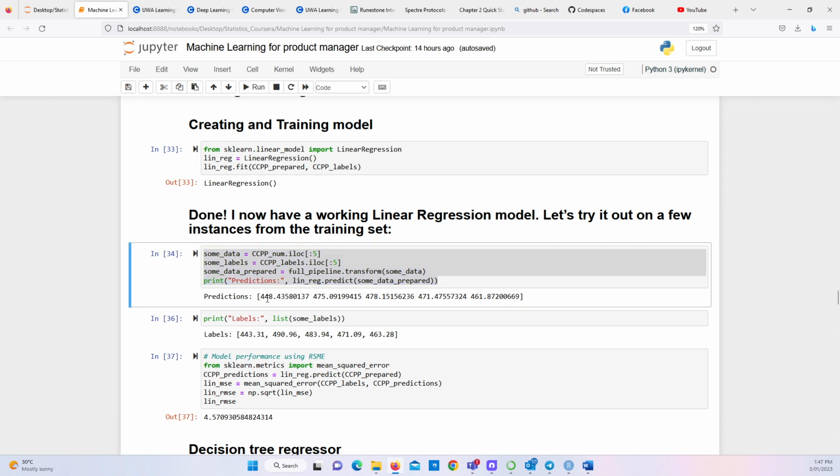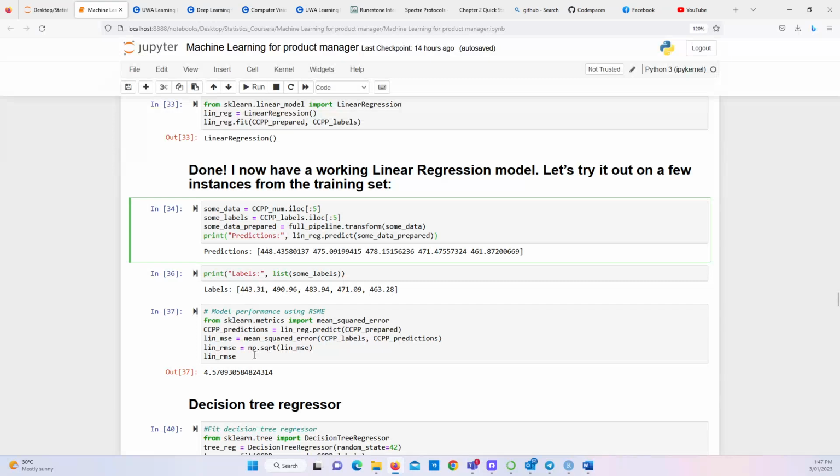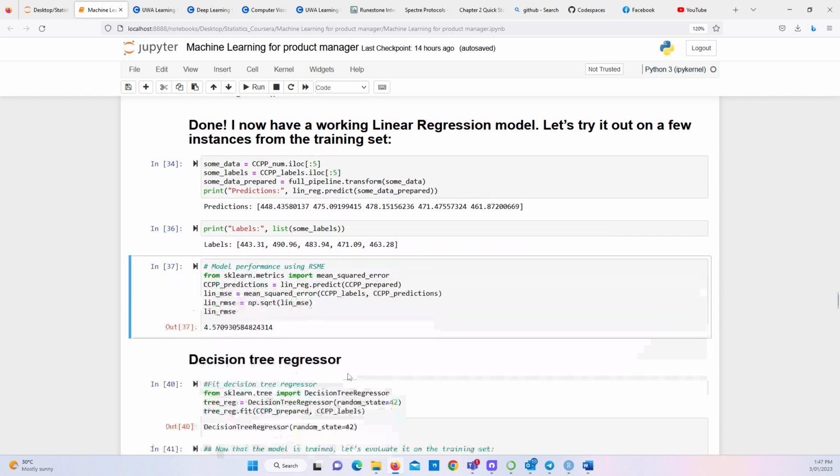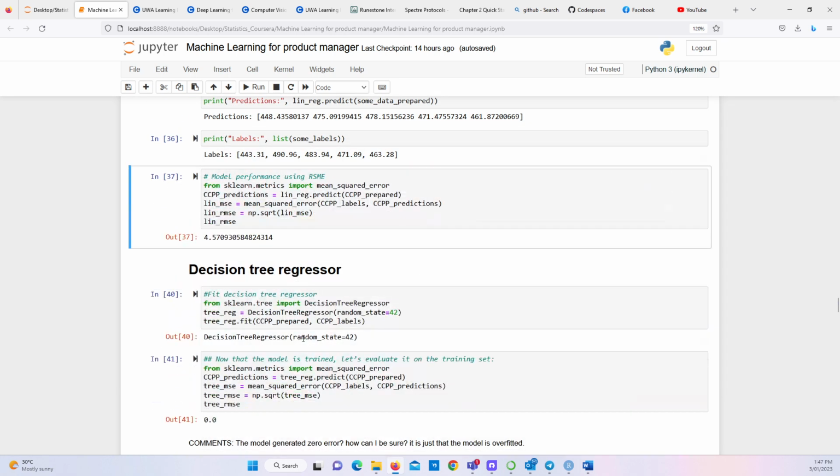You can see they're sort of doing good. 448, 475. This linear regression is sort of okay for me to predict. And if you look at root mean square error, which is the metric used to evaluate the model, the root mean square error is 4.5, which is not really large. But can I say this is the best model? I can't say it. Let's try decision tree regression.